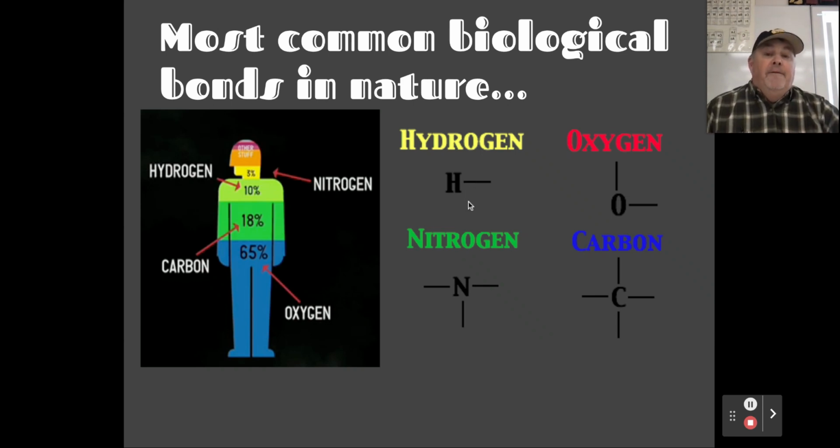Now, if you look at these 4 elements, you'll notice that they have these little dashes or lines. For example, hydrogen has one dash. And what that tells me as a biologist is that there is one bond that it can combine with to become stable. Oxygen, however, has two. It needs two bonds to become stable. Nitrogen would require three, and then carbon needs four bonds in order to become stable.